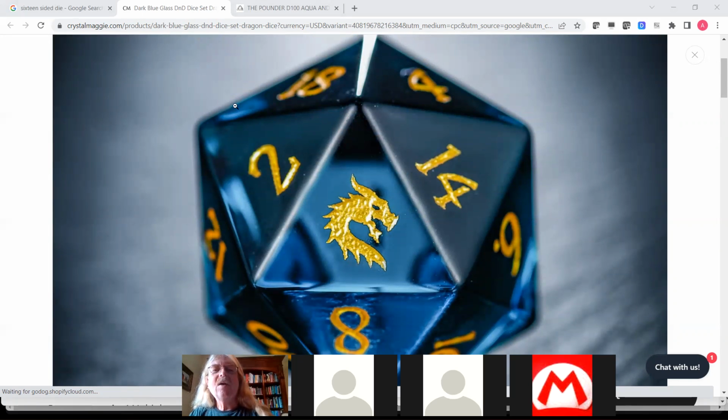Oh, I see an 18 up there. This can't be a 16. This must be a 20-sided die. It must be a D20. Oh, okay. Now I get it.